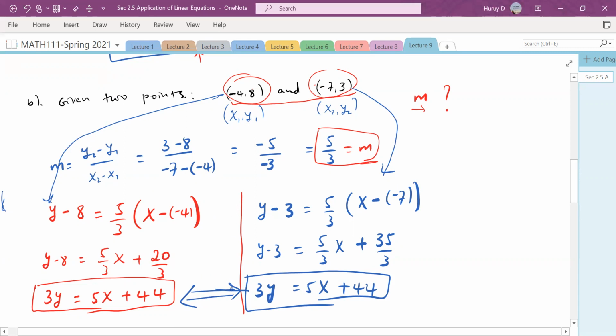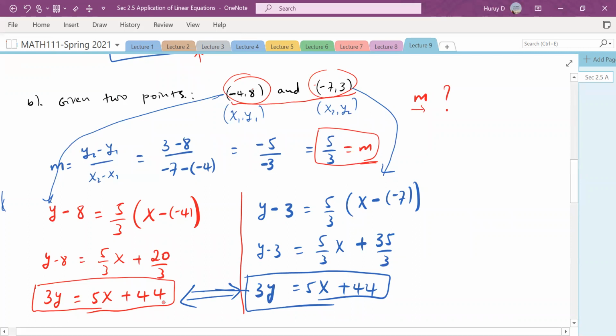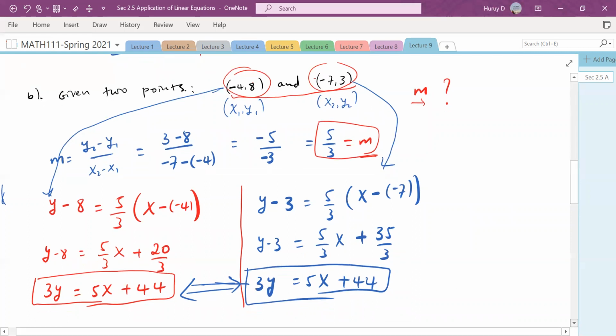That means you pick just 1 point, whichever is easier for you. Usually you pick the smaller numbers so that it will be easier to simplify. So first use both points to find the slope, and then use 1 point and the slope you found to find the equation of the line.